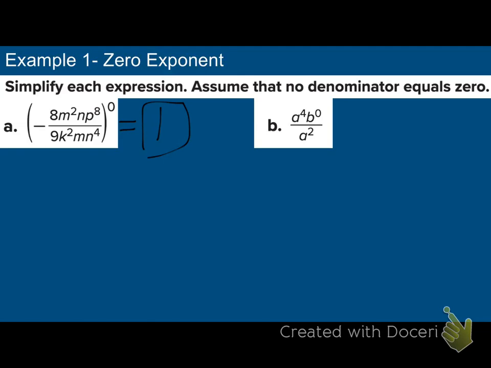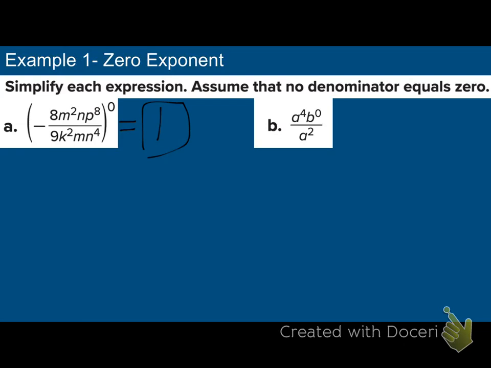We okay with that? Easy peasy. You don't have to do anything with it. If the whole thing is raised to the 0 power, your answer is 1. That's what would make it equal 1.